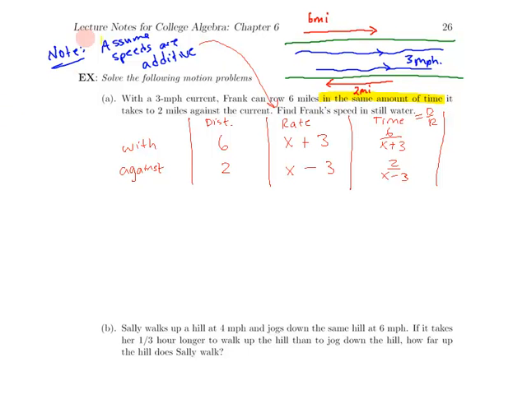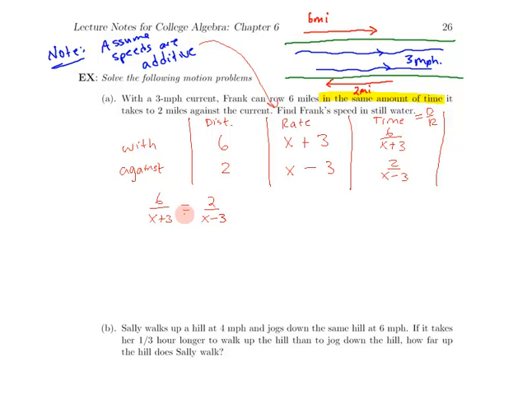In the same amount of time, which says what? They're equal, right? 6 over x plus 3 is equal to 2 over x minus 3. It's the same amount of time, right? We know their distance, we know the rates, we can calculate their times, and we know those times have to be equal, so this equation must be satisfied by whatever his still speed is.